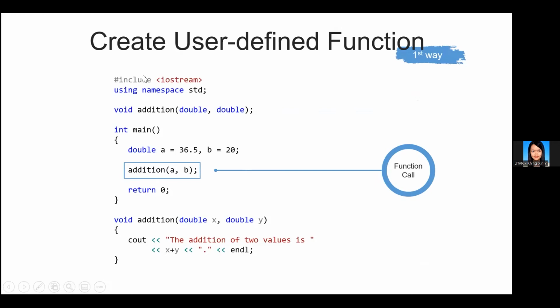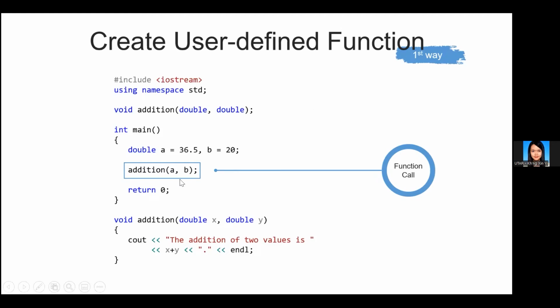And then actually this example is to try to create a program to find the addition of two numbers. For example, if I have 36.5 and 20 here, I want to find the summation of these two values. And then I am expecting that the function will return or just print out the answer of 56.5 to us. So this is the idea of this example, right?